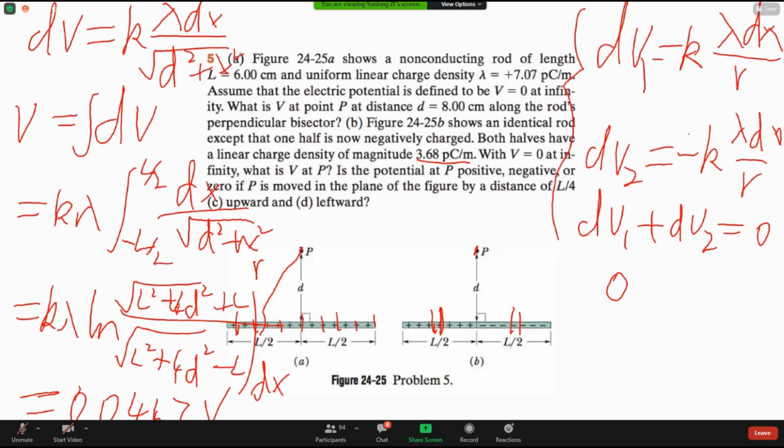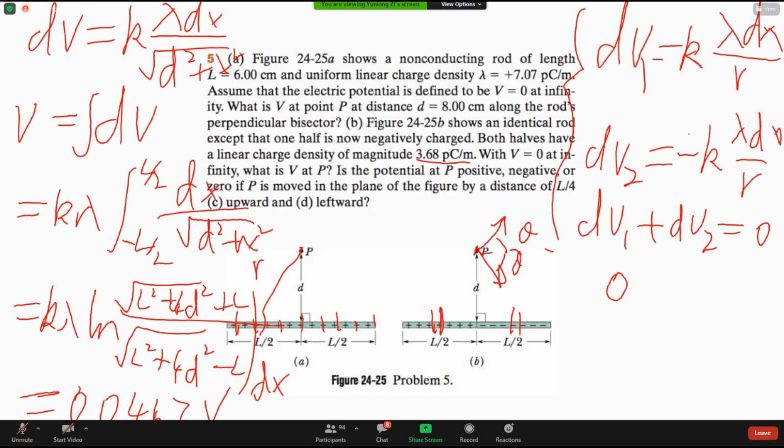That's one method we can do. Another method is to check the electric field at P. The electric field generated by dx on the left would be along this direction, somehow like this. The one generated by the right part, which is a negative charge, will be along this direction. These two should have the same magnitude, and the angle with the horizontal line should also be the same.